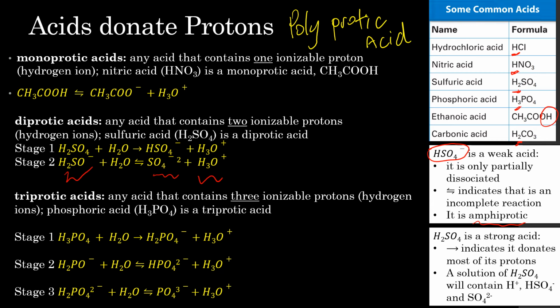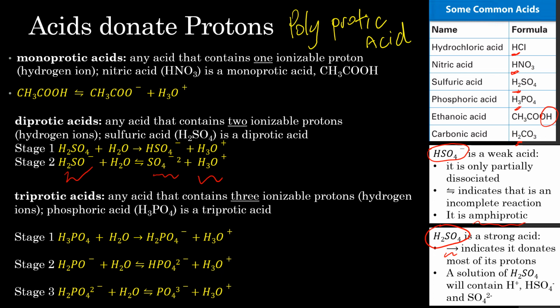And we should note that in a solution of H2SO4, we'll have very little H2SO4 molecules, and that's indicated by the forwards arrow. It pretty well dissociates all its protons, or it ionizes quite well, and the solution of H2SO4 will contain then hydrogen ions, or hydronium if you want, HSO4 minus ions and SO4 2 minus ions.